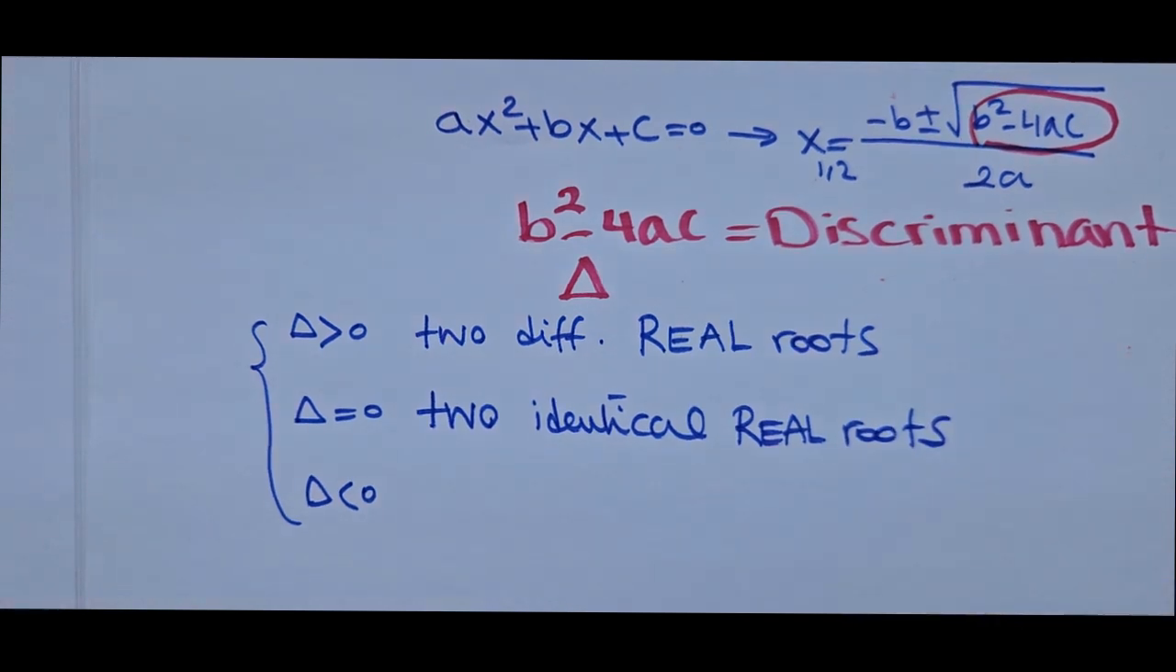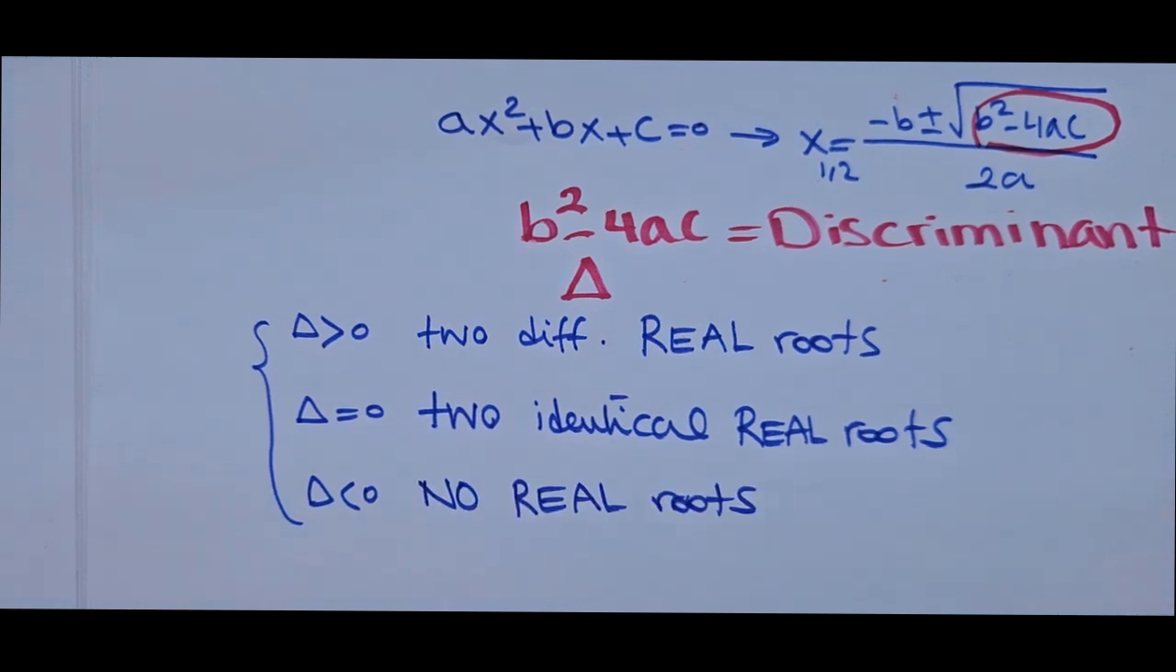But when the discriminant is less than 0, that means under the square root, it's negative. Do you know what happens? Here, we would say that we don't have any real roots, but don't worry. Because later on, when you get to know about complex numbers, you will see that we will have two complex conjugate roots.